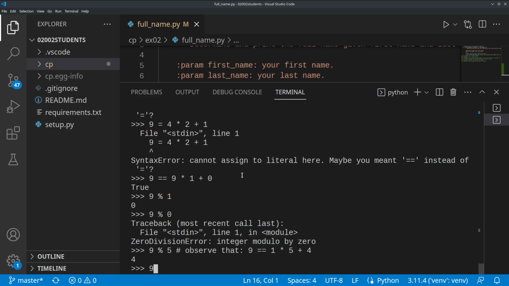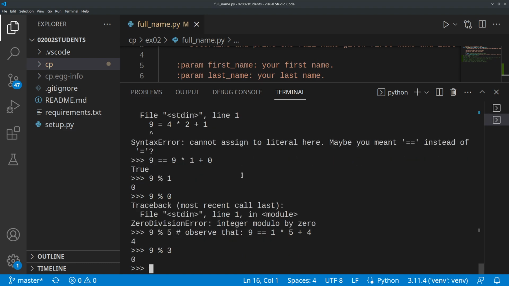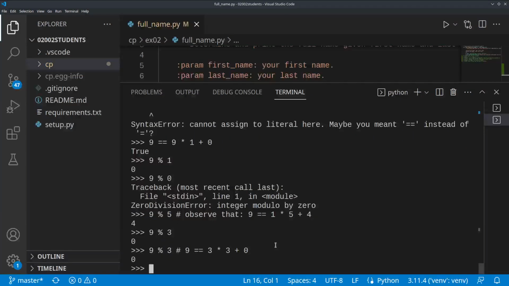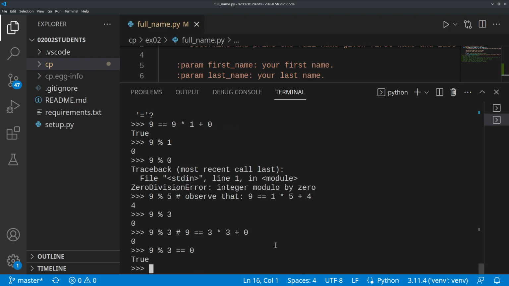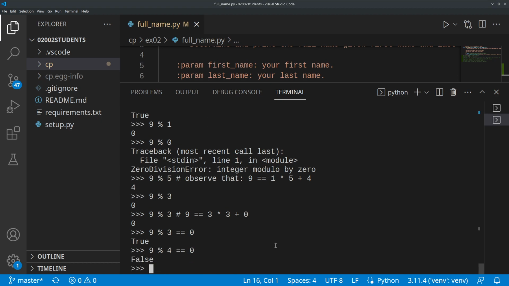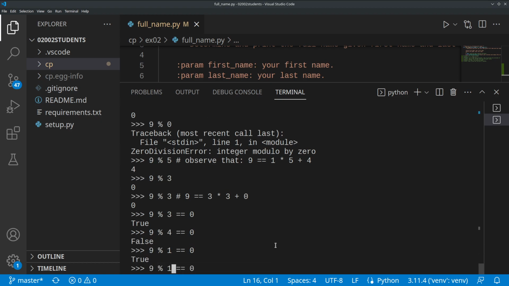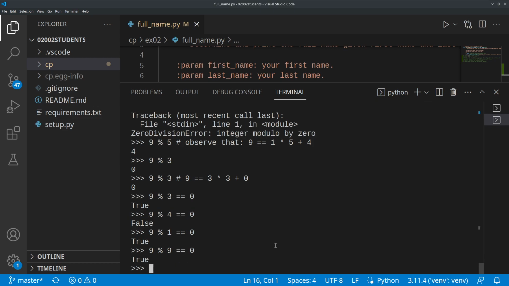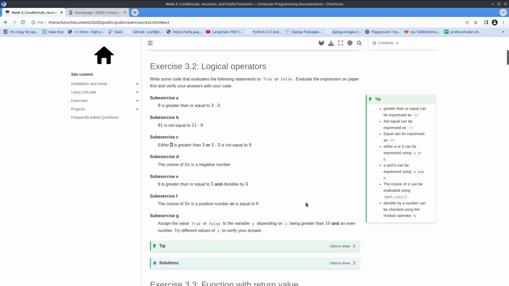If I do 9 modulo 3, we can observe that if the modulus is equal to 0, it must be divisible, because that basically means that I can write 9 as, in this case, 3 times 3 plus 0, and that means that it must be divisible by 3. So I can just check if the modulus is equal to 0, and then I know it's divisible. So if I check 9 modulo 3 is equal to 0, that's true because it's divisible, and now I can verify for other values. This is false. This is true because 1 divides 9, and this is in fact also true because 9 divides 9.